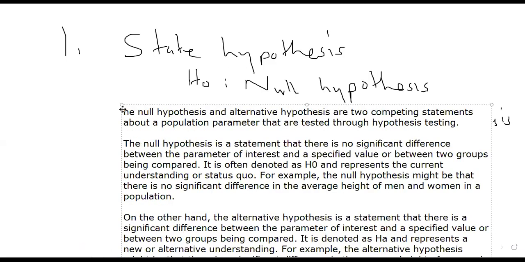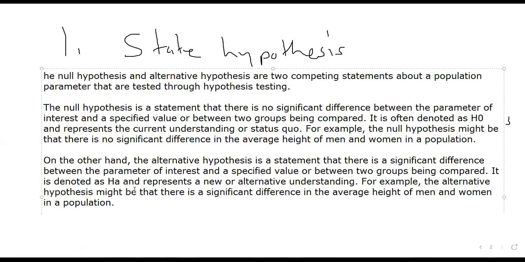But just to define them briefly, I'll write them as follows. When we're discussing the null hypothesis and the alternative, they're competing statements about a population. The null hypothesis is simply a statement that there is no significant difference in the parameters of interest. Whereas when you're discussing the alternative hypothesis, there's always a significant difference in the parameters that are of interest.